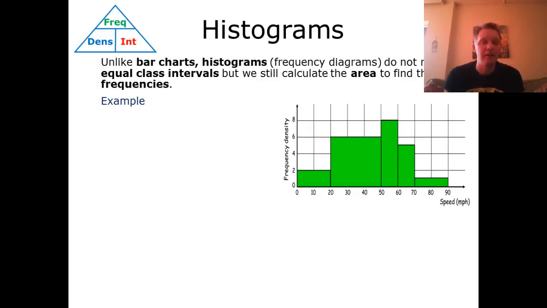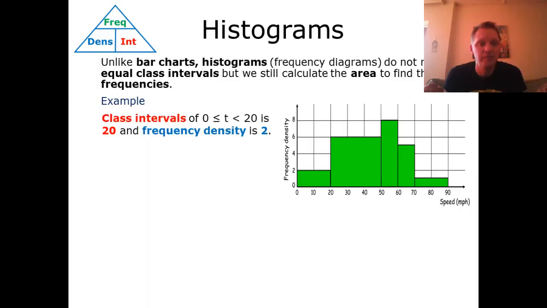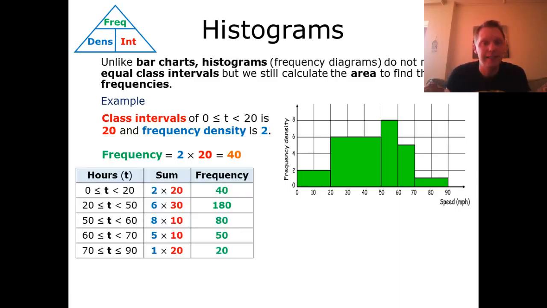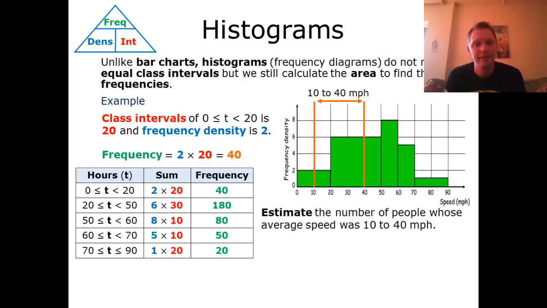So we've now got a different type of problem where we've got unequal class intervals. For our example, our class interval of 0 to 20 is 20, going from 0 to 20, and the frequency density is 2. So it's going to be doing the exact same. 2 times 20 equals 40, in which case my frequency from 0 to 20 is 40, and I'm going to do the exact same for all the rest. Even though this is unequal class intervals, we do the exact same process.